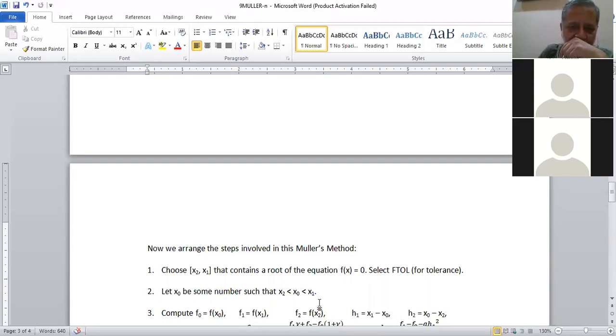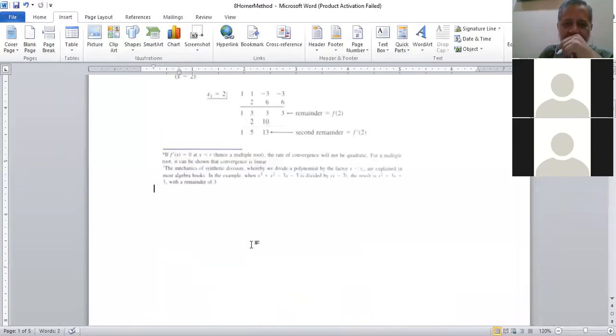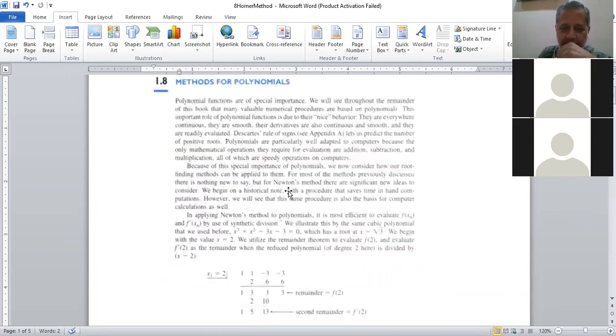Let me move on. I have discussed fixed point iteration method. I have discussed Mueller's method. Let me briefly discuss Horner's method. I hope some of you remember synthetic division. Now, what's the significance of synthetic division?